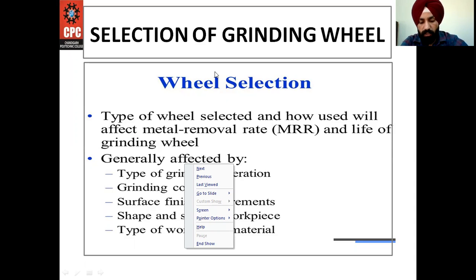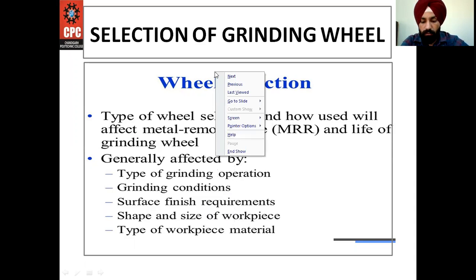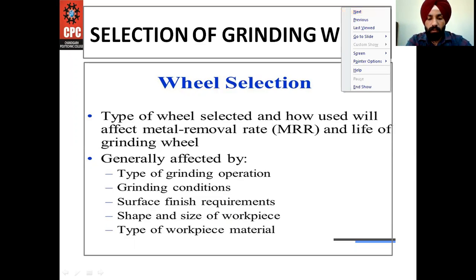Next topic is personal factor. The skill of the operator is another variable factor to be considered while selecting the wheel for hand grinding. It varies the grinding cost of the same work on the same machine in the same position.